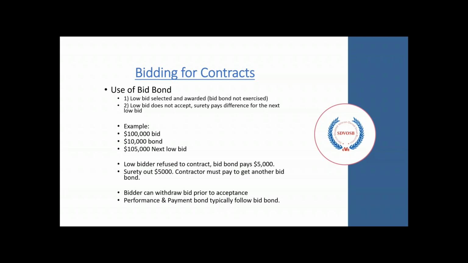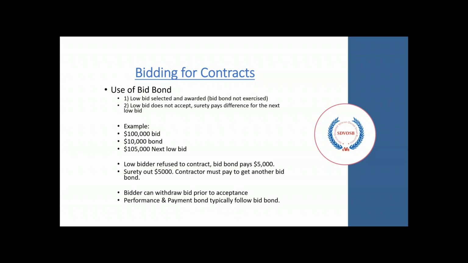When using a bid bond, if the low bid is selected and awarded, the bid bond is not exercised. If the low bid does not accept, the surety pays the difference for the next low bid. So in an example, the low bid for a new project is $100,000, which means they would have a $10,000 bond kept at that 10%.